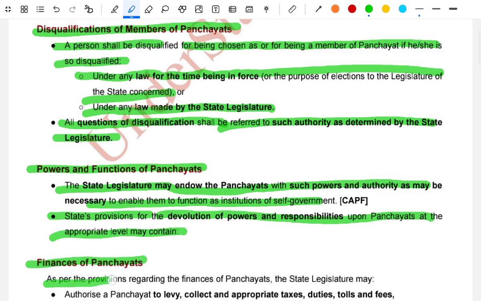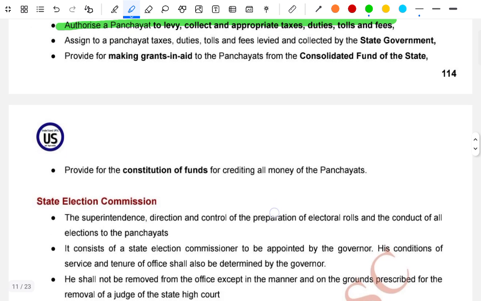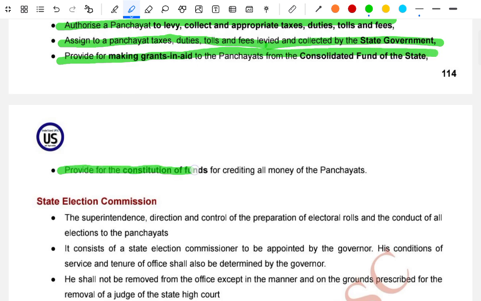The finances of the panchayat. As per the provision regarding the finance of the panchayat, the state legislature may authorize the panchayat to levy and collect appropriate taxes, duties, tolls and fees. It may assign to the panchayat taxes, duties, tolls and fees levied and collected by the state government. It may provide for making grants-in-aid to the panchayat from the consolidated fund of the state. It may provide for the constitution of funds and the crediting of the money of the panchayats.